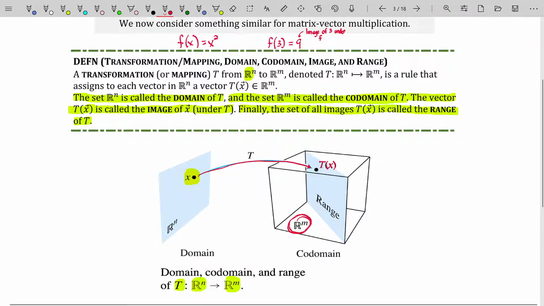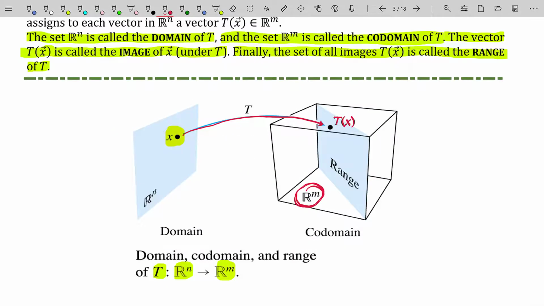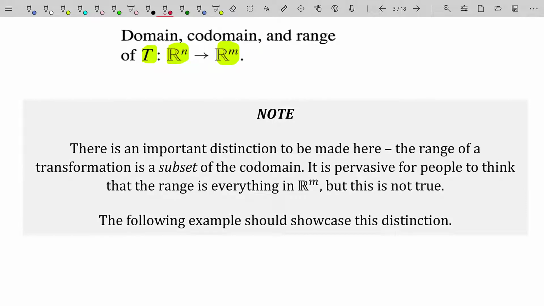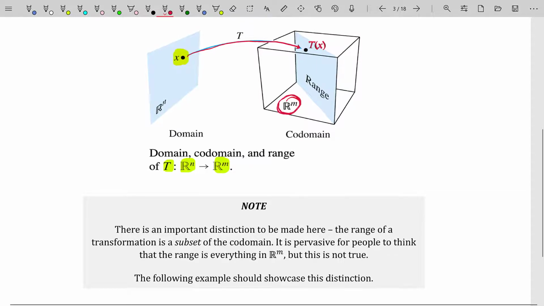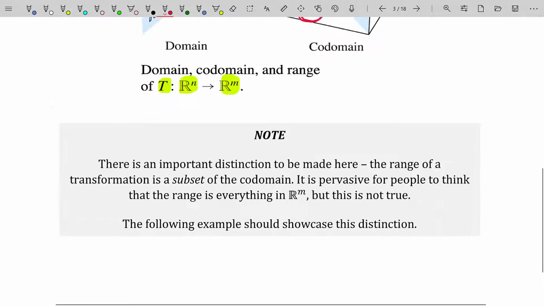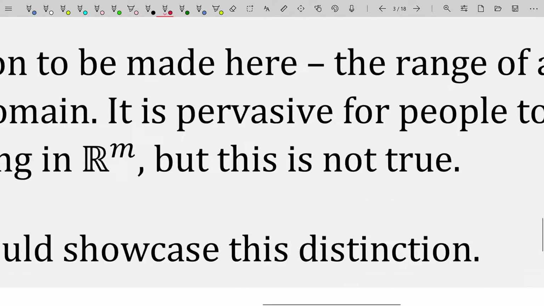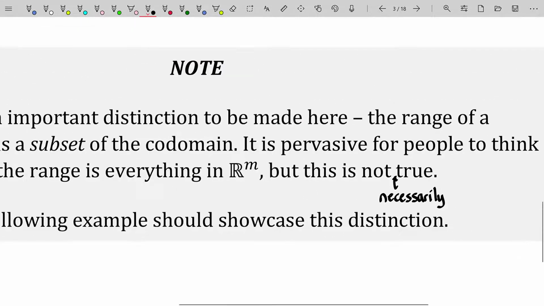So far, all we've done is define basically a brand new style of wording for the word function. Now, if you have my lecture notes, this note right after here is everything that I just said. There is an important distinction to be made here. The range of a transformation is a subset of the codomain. You can see it in that picture. That range on the right-hand side is a subset of the box, which is the codomain. It is pervasive for people to think that the range is everything in Rm, but this is not necessarily true. I should not say that it's not true. It's just that it's not necessarily true. It could be true, but it doesn't have to be true.